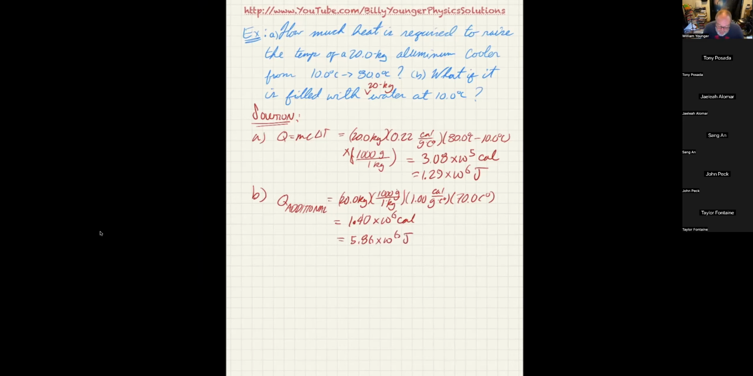So you can see that is pretty close to 5 times as much heat. It's at least 4 times as much heat added just for the water. So you can basically see that the water is obviously a much better insulator. Any questions on that one?